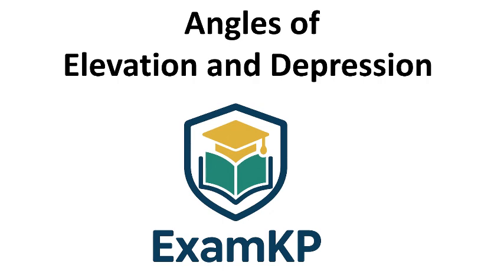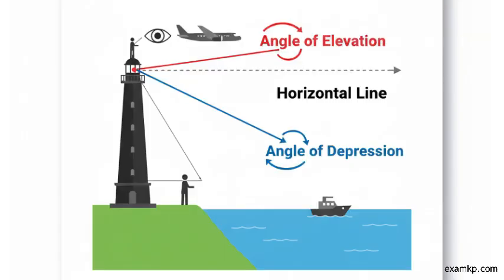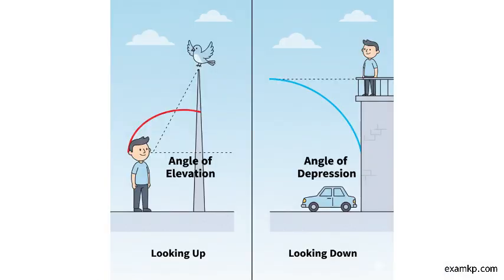We're exploring angles of elevation and depression, an essential topic in WAEC, JAMB, and NECO exams. You'll learn what these angles mean, how to identify them in real-life problems, and how to solve questions using trigonometric ratios: sine, cosine, and tangent. So grab your pen and calculator. Let's get started. Let's start with what these terms mean.